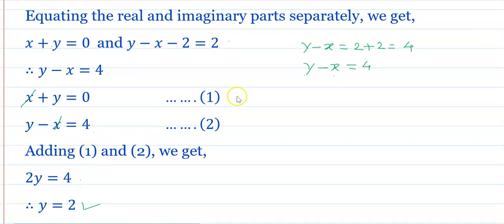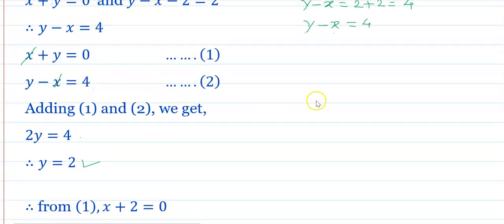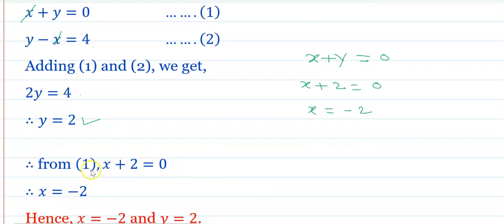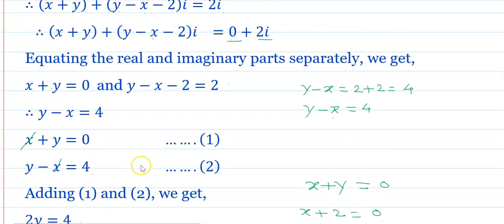Next, see, this is the expression from equation 1. What is that? x plus y is equal to 0. The value of y is 2. Therefore, x plus 2 is equal to 0, and hence x is equal to minus 2. From equation 1, x plus y is 0 means what? x plus 2 is equal to 0, x is equal to minus 2. And hence x is equal to minus 2 and y is equal to plus 2. Okay. Again, you can see.